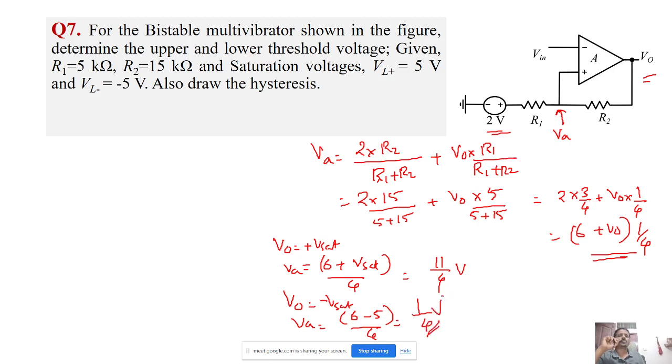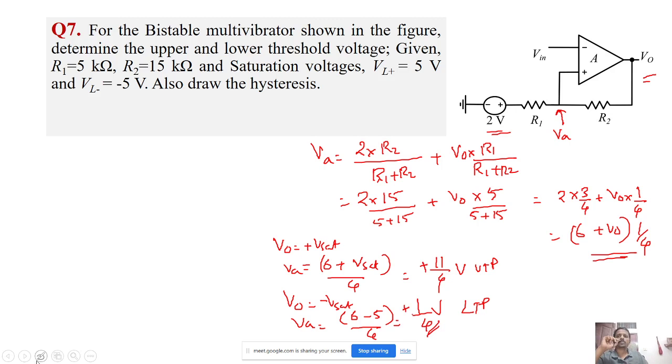Okay, so these are the two voltages. This is the upper threshold voltage, and this is the lower threshold voltage. These are the two voltages at which the output will vary. So as you can see here, what's the difference when I connect a 2 volt here? Both the upper threshold and lower threshold voltage are positive. See, this is plus 11 by 4 and this is plus 1 by 4.